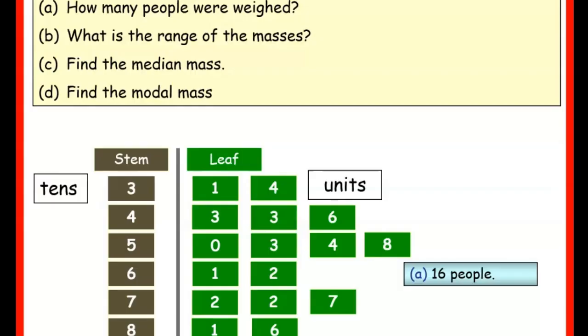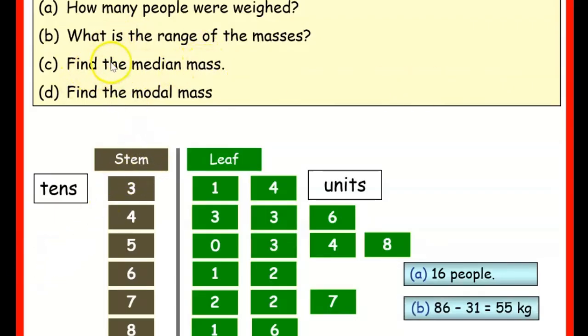So to get the range, we're going to have 86 minus 31. And if you do that, what are you going to have? You're going to have 5 here, and that will be 55. So the range is 55 kilograms.